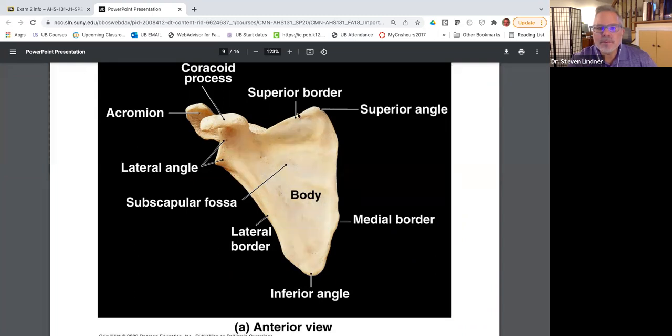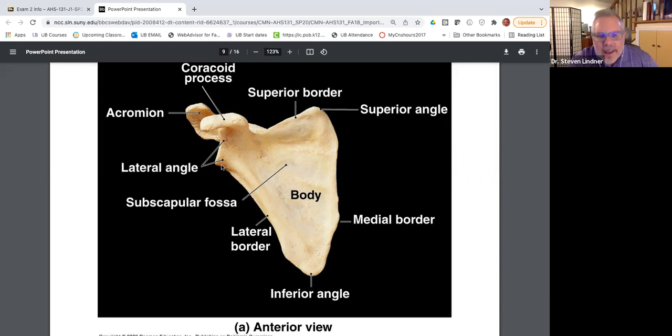Superior border, medial border, lateral border. So we have 3 borders. Let's look at the angles. Superior angle, inferior angle, lateral angle. Let's look at the processes. Coracoid process, acromion process.